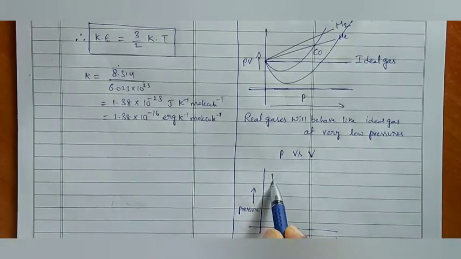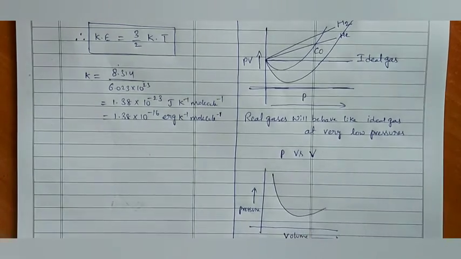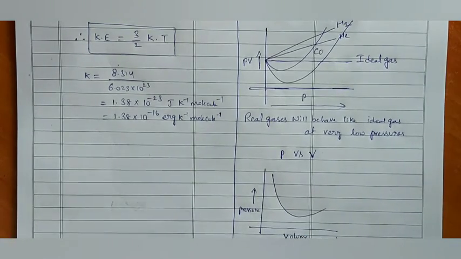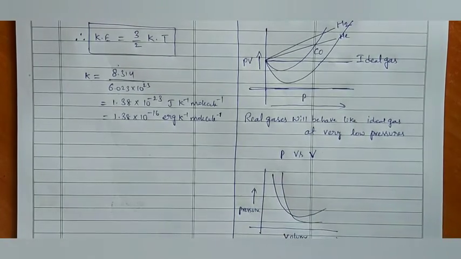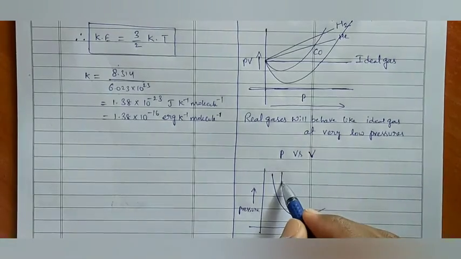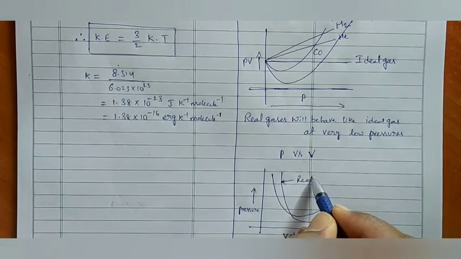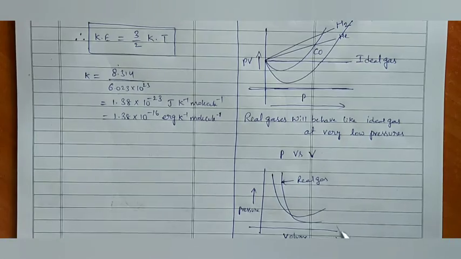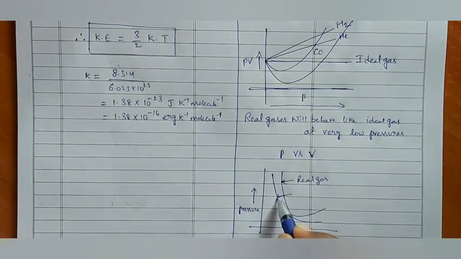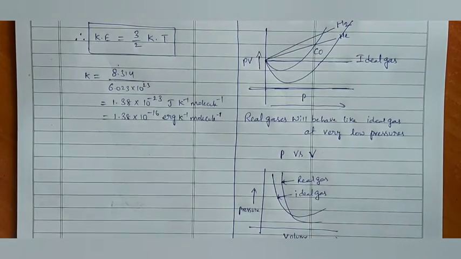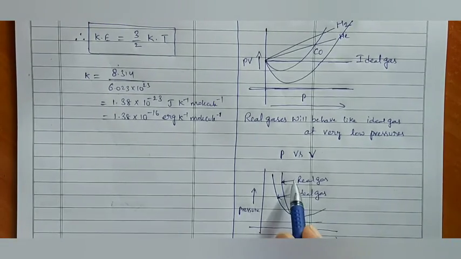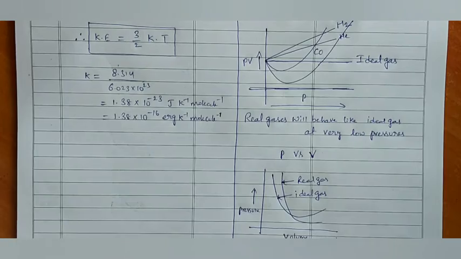Normal ideal gas will show hyperbola in this region, but real gas is showing slight variation like this. This is the curve for real gas, and this is the curve for ideal gas. This is the curve for ideal gas, this is the curve for real gas.